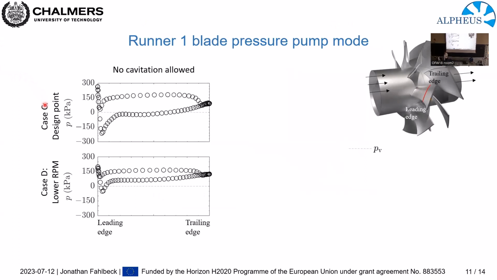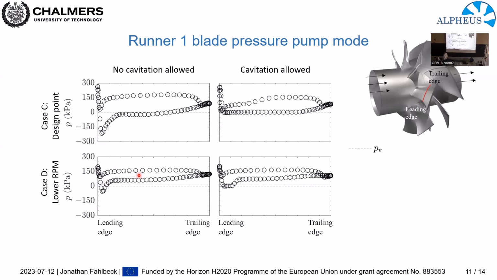So we have case C, the design point, and case D, where we have a lower RPM, from the leading edge to the trailing edge. And here we actually see the absolute pressure. And what we can see, especially at the design point, is that we have non-physical negative absolute pressure, which is totally fine if you run simulations that don't care about cavitation, right? But if you're going to test this experimentally, then of course this cannot be the case. We also see that in case D, there is some small part where we have non-physical pressure, but most of the static pressure is above the vapor pressure, or zero pressure.